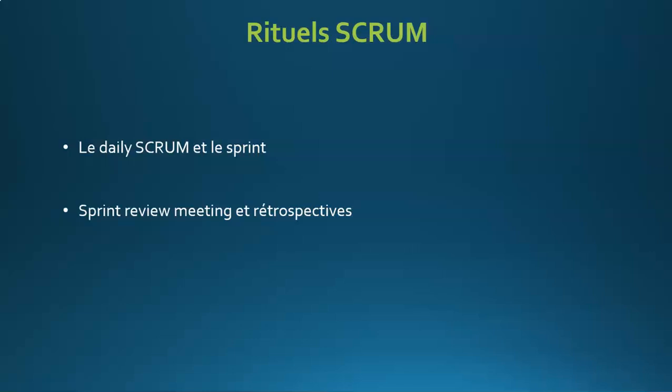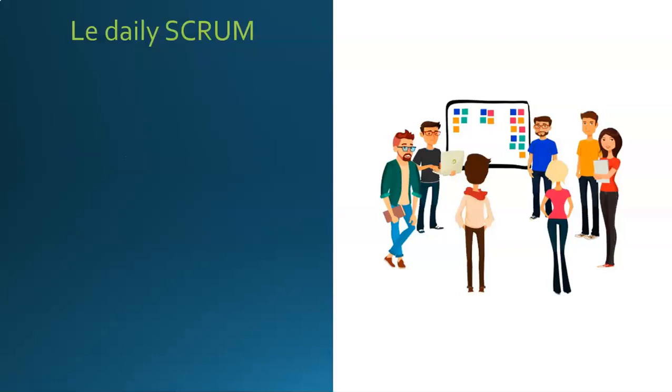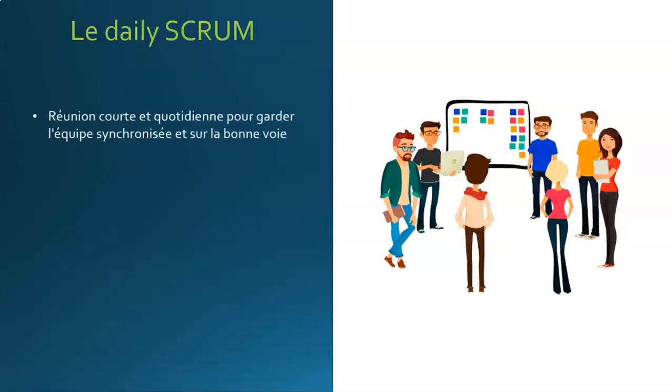Let's start with the daily Scrum. This is a short, focused daily meeting where the team meets to make sure they are on track. It should last no more than 15 minutes, ideally less. The meeting is also known as a daily stand-up since, as you can see in the image, it is a meeting during which the team stands.